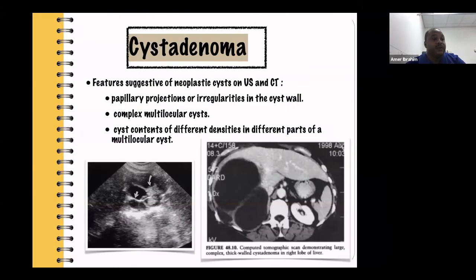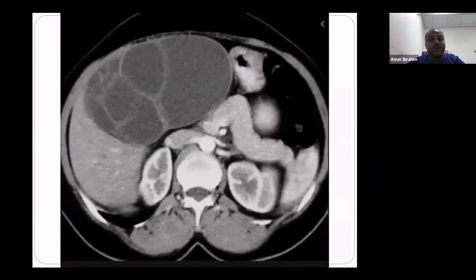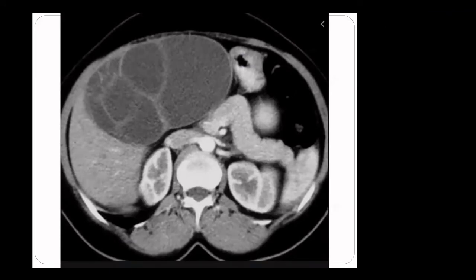The features suggesting a neoplastic cyst on ultrasound and CT scan are the papillary projections and the irregularity in the cyst wall. And you could see some nodularity, most of the time, present in the periphery of the cyst. This raises the suspicion that this cyst is different and it's not a true cyst. Obviously here you could see the septations and there is some area of nodularity present anteriorly.